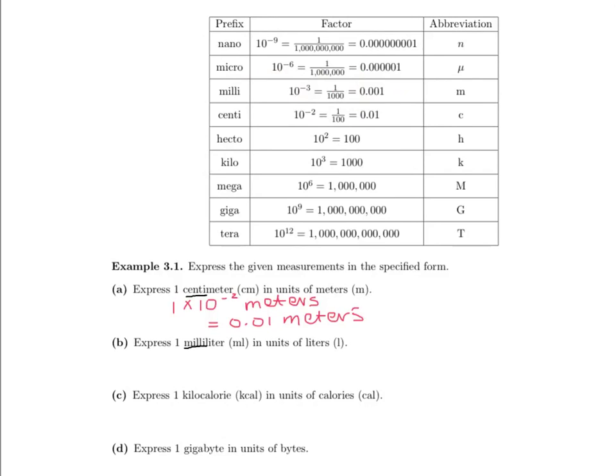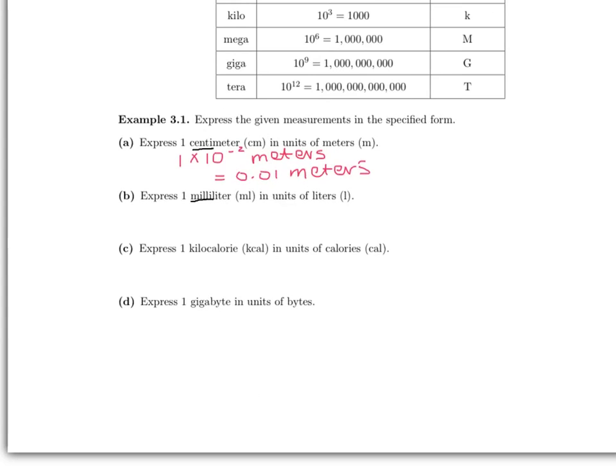So, if we go back down here, instead of writing 1 milliliter, we can instead multiply by a factor of 10 to the negative 3 liters. And as we said, 10 to the negative 3 is a thousandth, so this would be 0.001 liters.